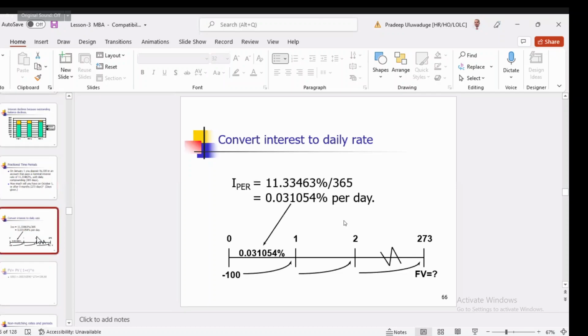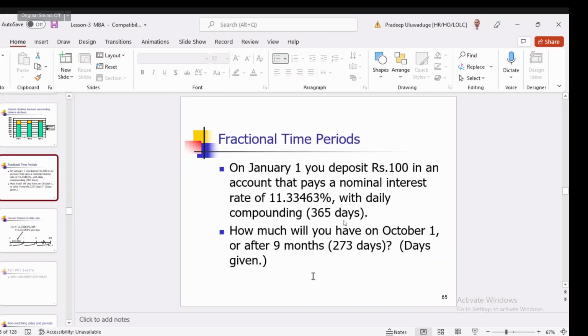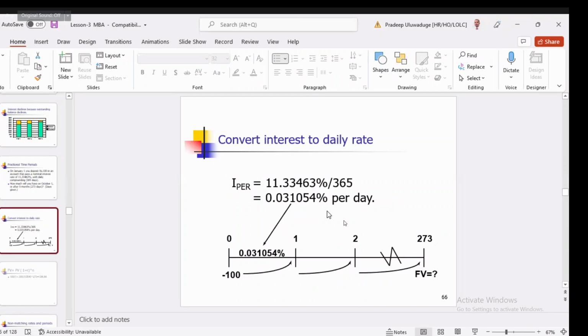11.33463%, if you divide it by 365, because they say 365-day year. In some sums they say 360 days, but here they say 365. So 11.33463% divided by 365, then you get 0.031054% per day. We were told that it's daily compounding.